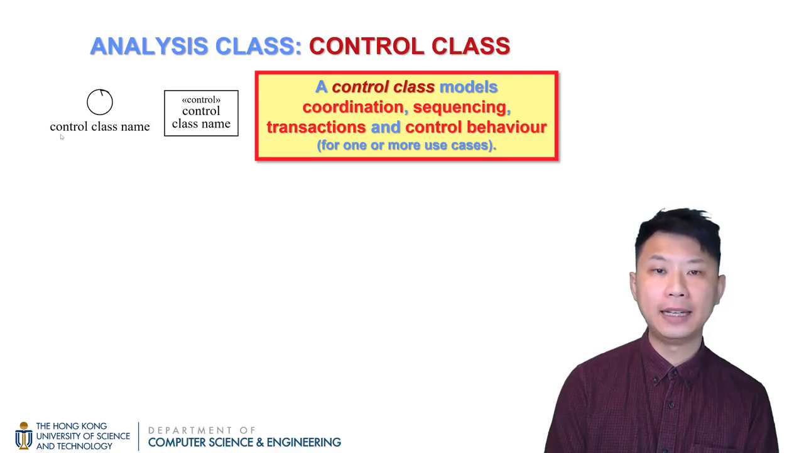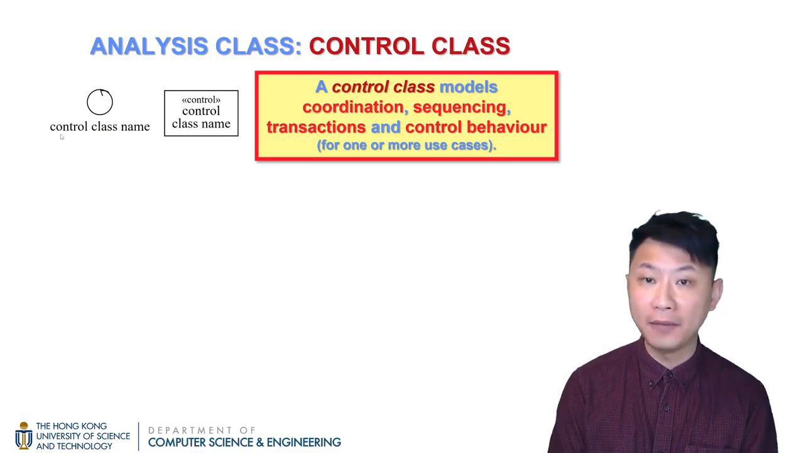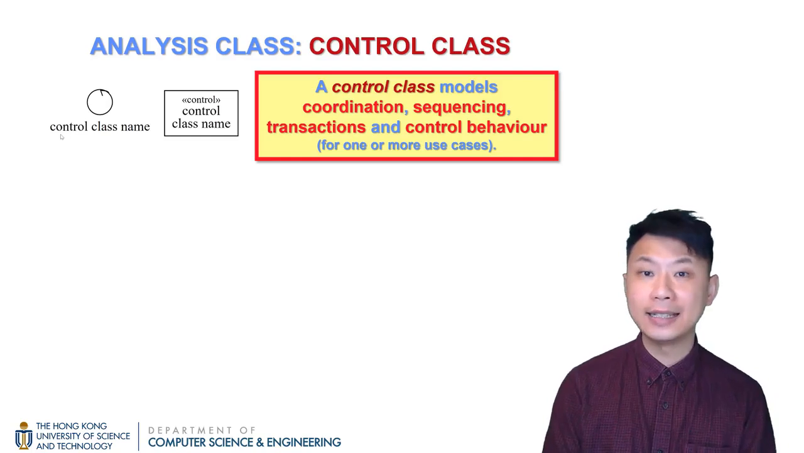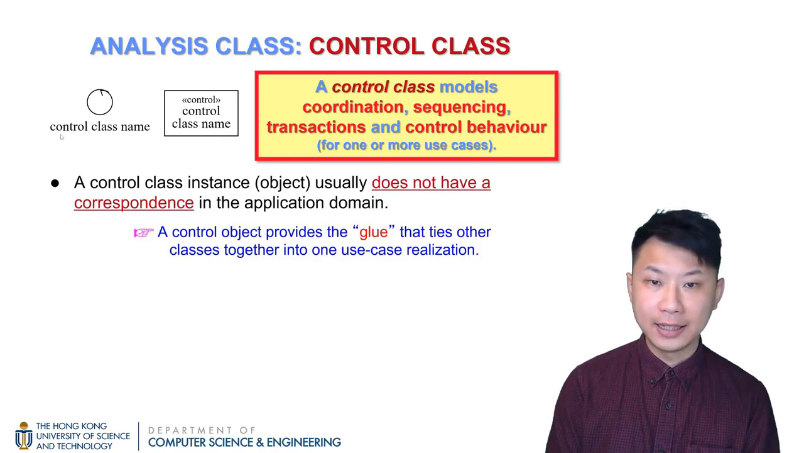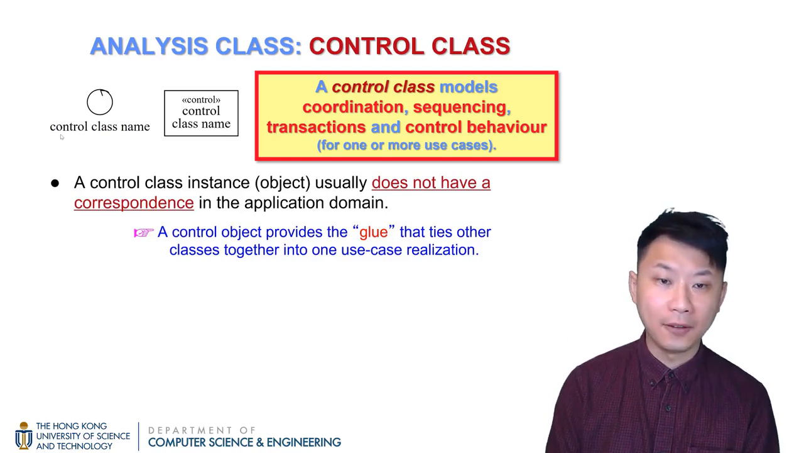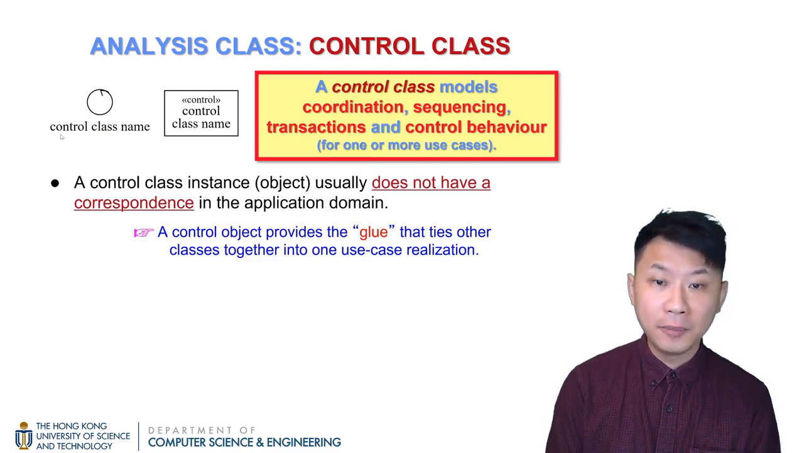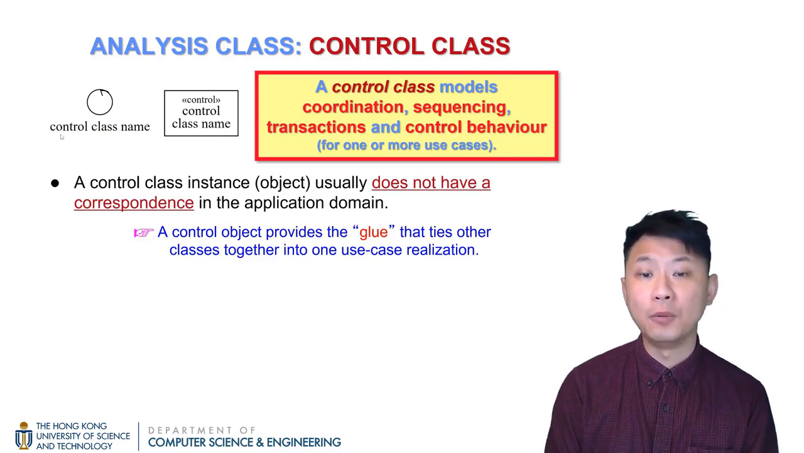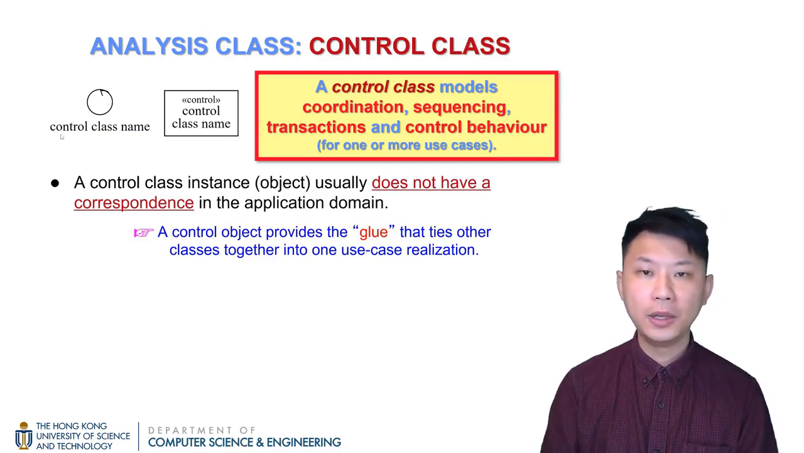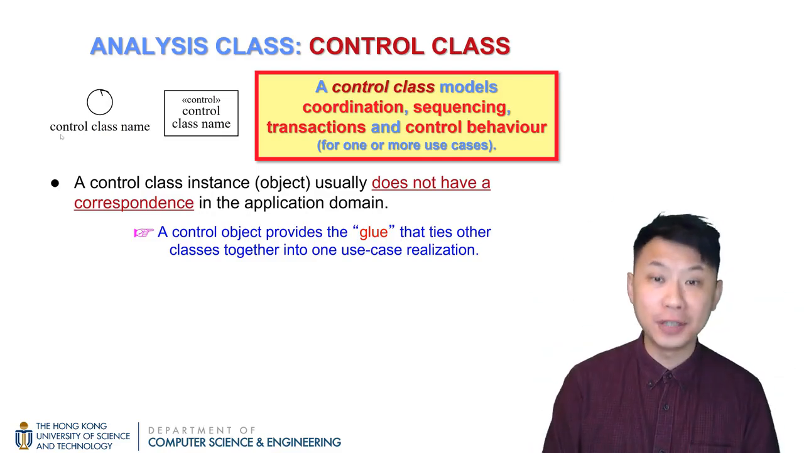And the last type of analysis class is control class. A control class models coordination, sequencing, transactions, and control behavior. So that means control classes are going to control the behavior of the software system. And notice that a control class instance usually does not have a correspondence in the application domain. And a control object provides the glue that ties other classes together in one use case realization. So we use control class to glue different classes together within a use case scenario.